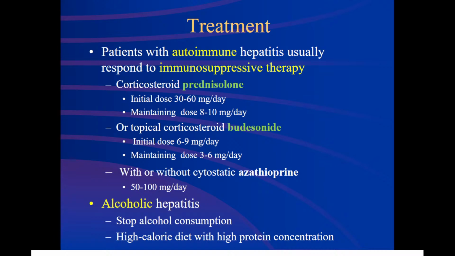Now, in case of alcoholic hepatitis: stop alcohol consumption, and a high quality diet with high protein concentration. But it is very difficult to stop alcohol consumption because the metabolism in persons who use alcohol regularly changes, and the metabolism of alcohol becomes easier for our organism. And patients as a rule cannot switch this metabolism completely back to normal.